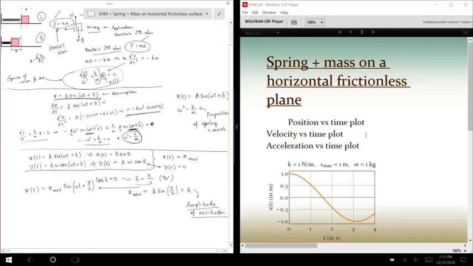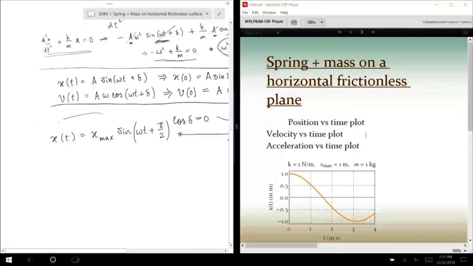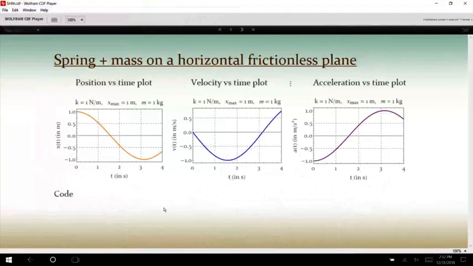Now that we know the block's position as a function of time, which is given by this equation over here, we can try to plot not just the position as a function of time, but also velocity and acceleration as a function of time. So let's look at these three plots. The first plot is the position of the block as a function of time. As you can see, the block starts off at some maximum position, and the slope of the position versus time graph slowly increases and then decreases again, etc.